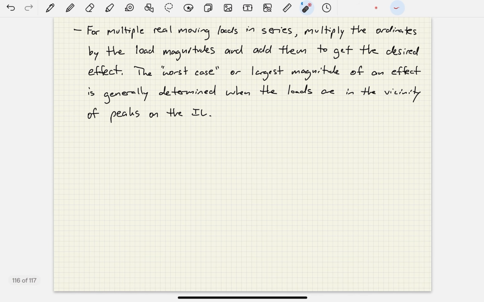Now, what about if we have multiple real moving loads in series? Well, if we have multiple real moving loads in series, what we do is pretty much the same thing. We multiply the ordinates of the load by the load magnitudes and add them together to get the desired effect. And then we say the worst case or largest magnitude of a particular effect is generally determined when the loads are in the vicinity of the peaks on the influence line, okay?